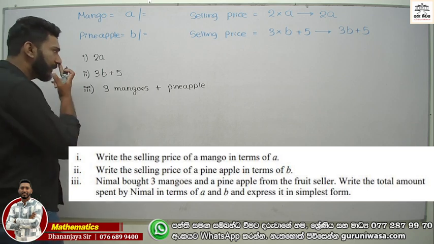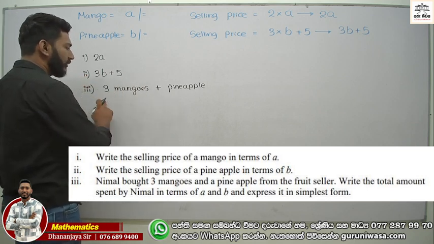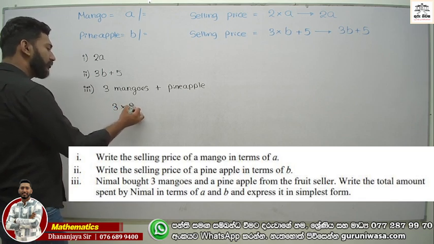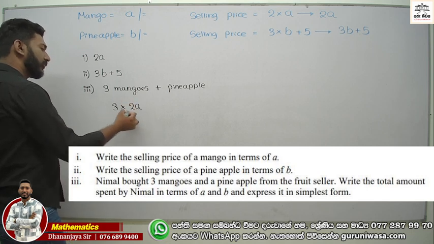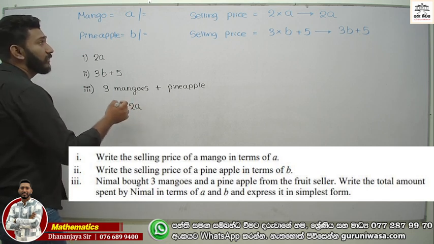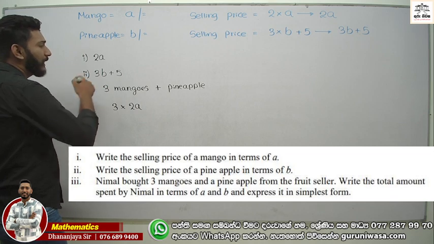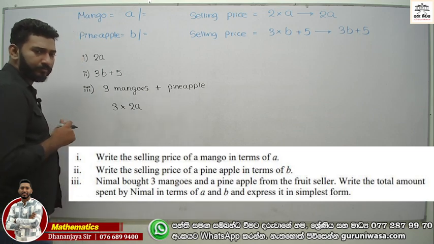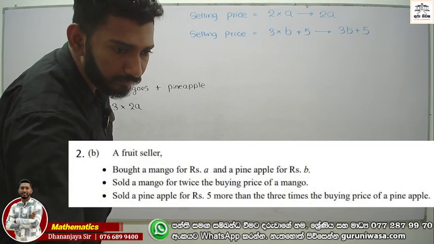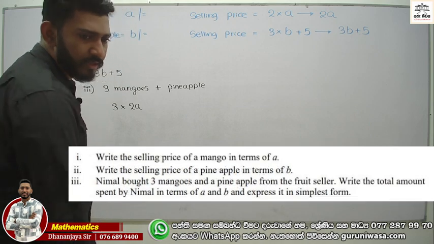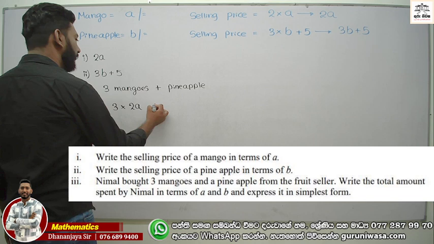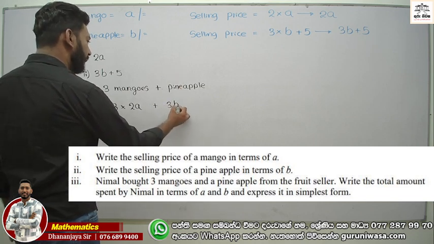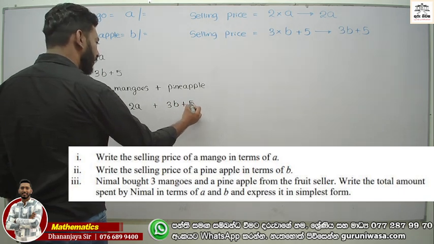Now, how to find the answer? You need to add 3 times the mangoes. 3 multiplied by 2A, because 2A is the selling price, right? Right. Now plus the selling price of the pineapple, which is 3B plus 5, right?